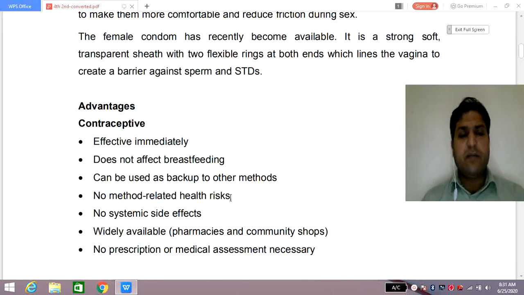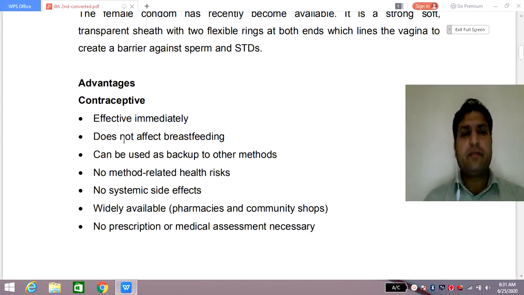From the advantage point of view, one thing to keep in mind: it is effective immediately, does not affect the breastfeeding mechanism, and can be used as a backup to other methods. There is no health risk and no systemic side effect. If you use oral contraceptives, a lot of side effects are there, because we are using synthetic substances, but here these are natural substances. And of course, we don't take anything orally, so this has no prominent effect on the systemic system. It is widely available at pharmacies and community shops.